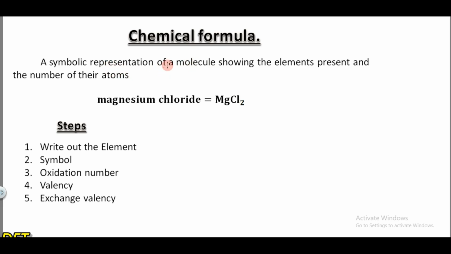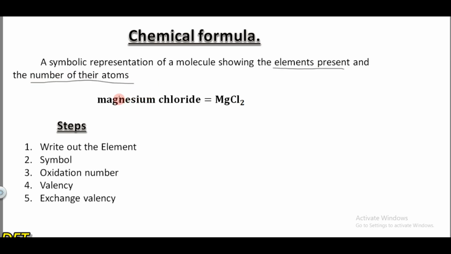Okay, so just as I've explained before, we're looking at chemical formula here. And like I said, a chemical formula is a symbolic representation of a molecule showing the elements present and the number of the atoms.